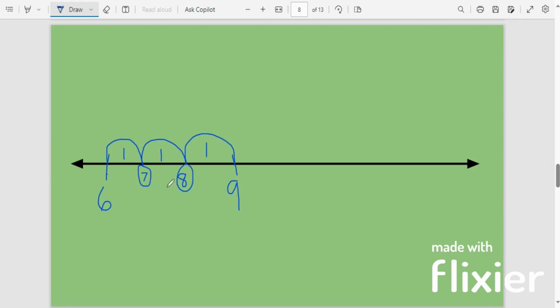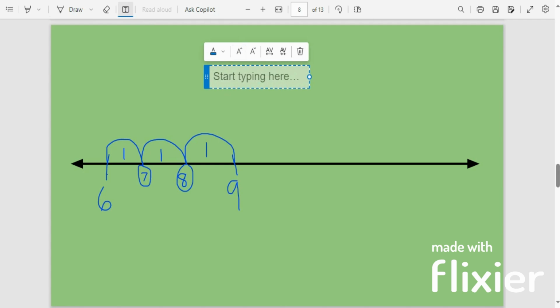So in order to find the age difference between Carlos and Anna, I know that they are 1, 2, 3 years apart. If I was showing this in equation form, I could also type it out as a subtraction equation, because I'm taking the bigger number minus the smaller number. The difference between these two numbers, again, is 3.